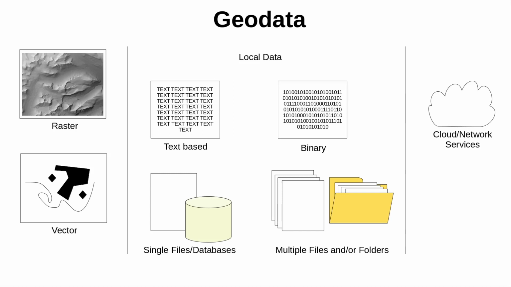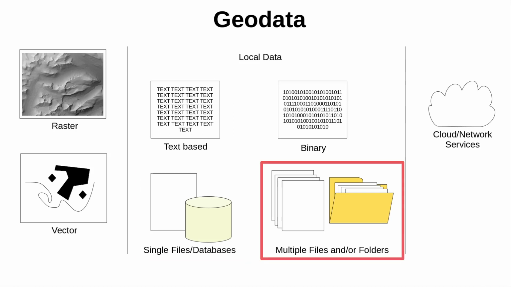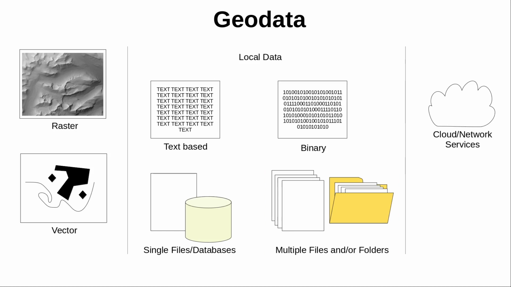Physically on disk, data is stored in single files or databases. Some formats store data in multiple files and even folders, and we will get some examples of that a bit later. If you don't have data locally, you can add data from cloud or network services, but that is a bit beyond the scope of this video.